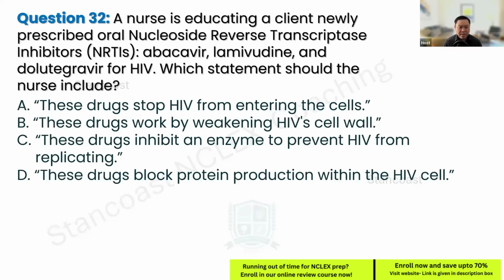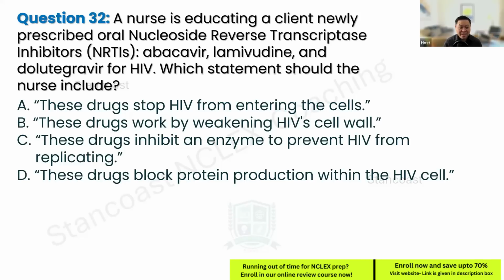Number 32. A nurse is educating a client newly prescribed oral nucleoside reverse transcriptase inhibitors, NRTIs, abacavir, lamivudine, and dolutegravir for HIV. Which statement should the nurse include? A. These drugs stop HIV from entering the cells. B. These drugs work by weakening HIV's cell wall. C. These drugs inhibit an enzyme to prevent HIV from replicating. And D. These drugs block protein production within the HIV cell.